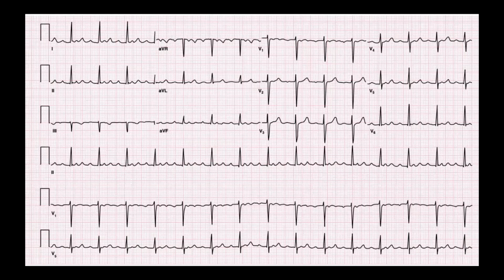Why did you say no fluttering wave? Flutter waves usually don't have isoelectric lines, especially in the inferior leads. But here we have an isoelectric line here, and we have an isoelectric line here. So it is atrial tachycardia. Exactly, correct.